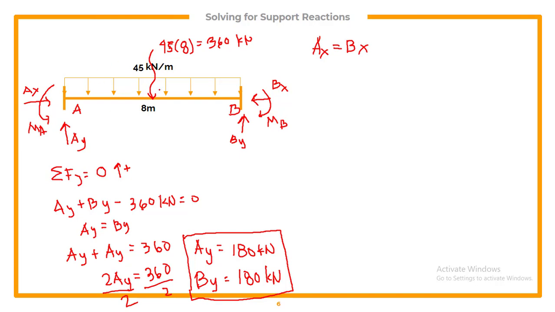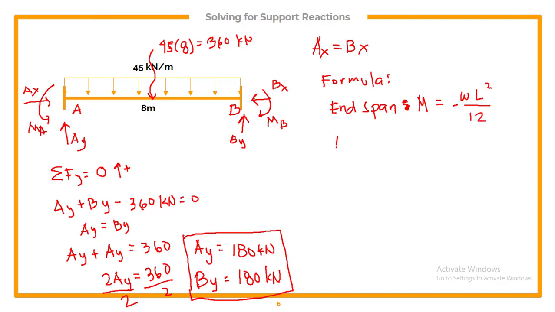Guys, when it comes to rotation, in a simple support the moment is always 0. But now, the moment at a fixed support has a value. To get the moment at A and the moment at B, memorize this formula. For the support at the end span, the moment is negative WL squared over 12.